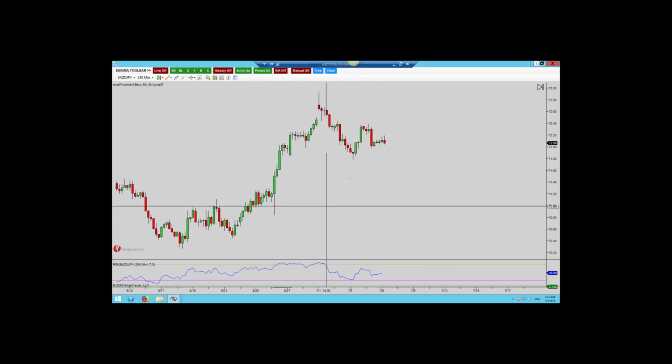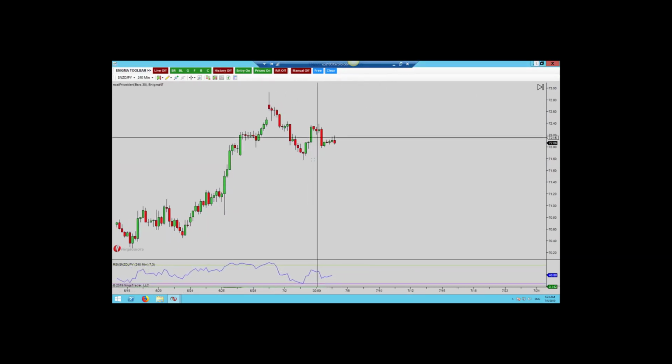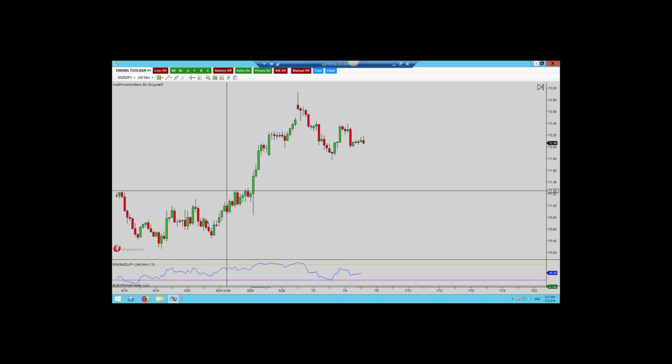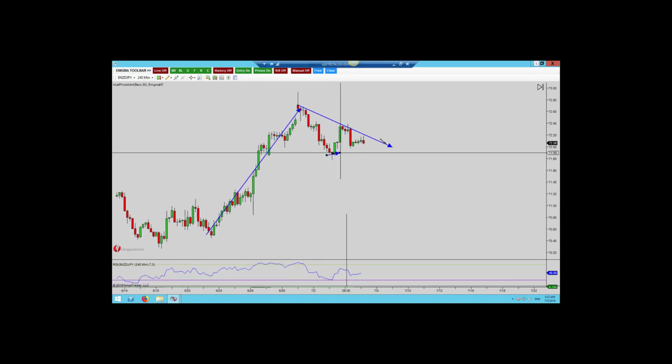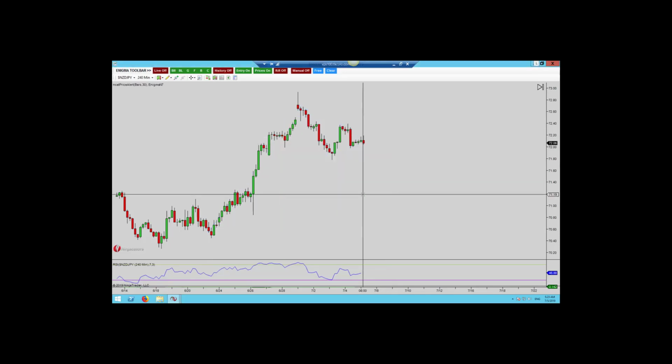On the 240 there isn't a great deal, to be honest. This isn't going to be valid for me, so this is nothing here on the 240. Let's take a look at the 60.